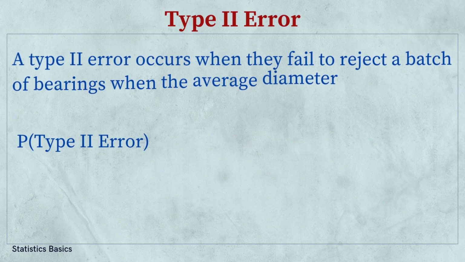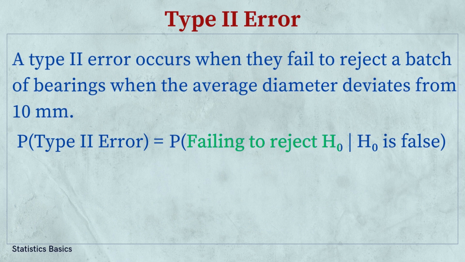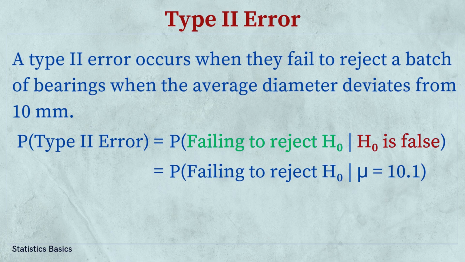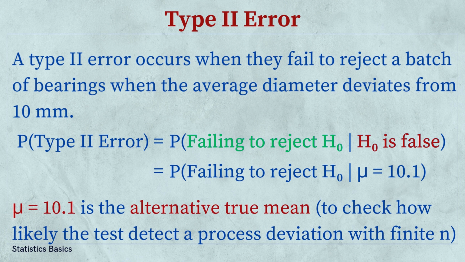A Type 2 error occurs when they fail to reject a batch of bearings when the average diameter deviates from 10 millimeters. They calculated the probability of a Type 2 error when the true mean diameter is 10.1 millimeters. In this case, the probability of a Type 2 error is defined as the probability of getting a test statistic outside the rejection region when the true mean is 10.1 millimeters.